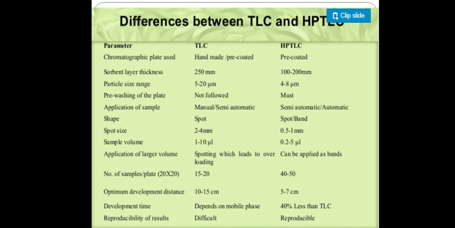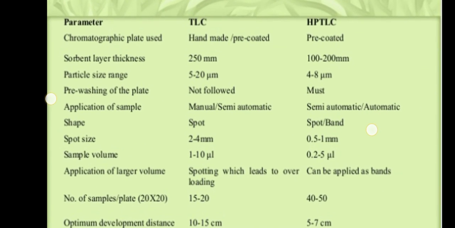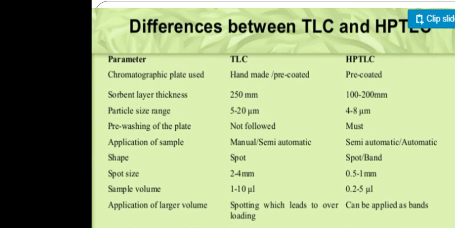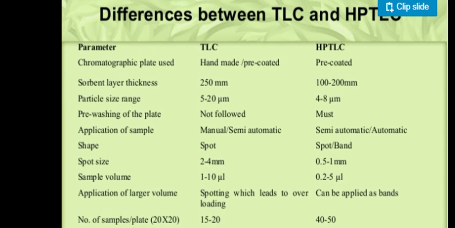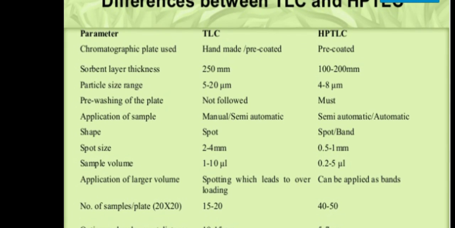Next, the main differences between TLC and HPTLC. Chromatographic plates prepared for TLC are handmade or pre-coated. In HPTLC, all plates are pre-coated. The sorbent layer thickness varies. In case of TLC, that's around 250 millimeter. In HPTLC, 100 to 200 millimeter.